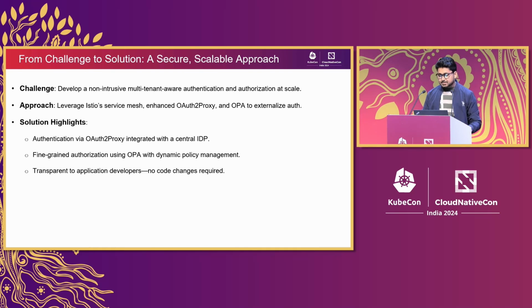We leveraged the Istio service mesh to route and intercept requests. For authentication, we integrated an enhanced multi-tenant-aware OAuth2 proxy. OAuth2 proxy is an open source project, and we have made some enhancements to it. Then we integrated with an identity provider. For our use case, we utilized Keycloak, which offers centralized authentication and SSO capabilities. Finally, we needed fine-grained authorization, and for that we picked Open Policy Agent, which allows us to enforce runtime dynamic policies for individual tenants.